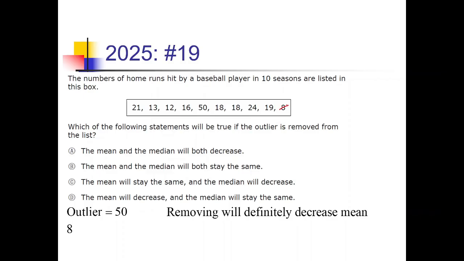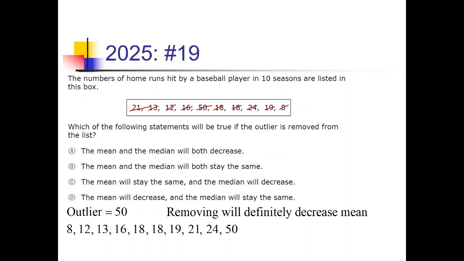All right, so there we go. And then next we have, let's see, after that we're going to have 12 looks like the next lowest. So cross that one off. And then 13. And after that, what's next? 16. And then we have a couple of these 18s, so let's cross those off. And then after that we've got 19, 21, and let's see, 24, and then finally 50 is our outlier.